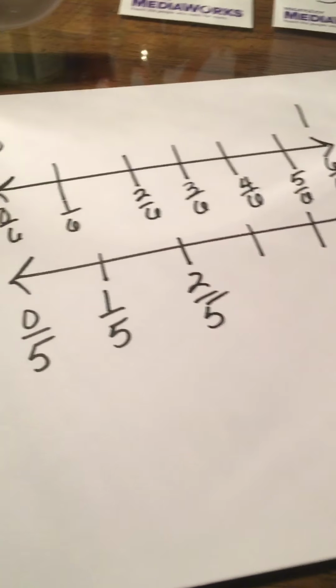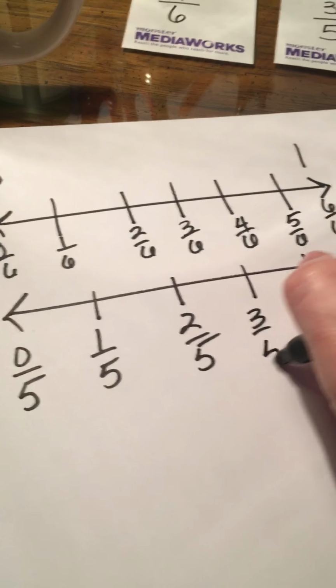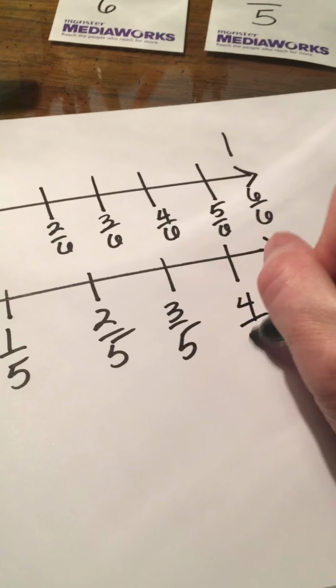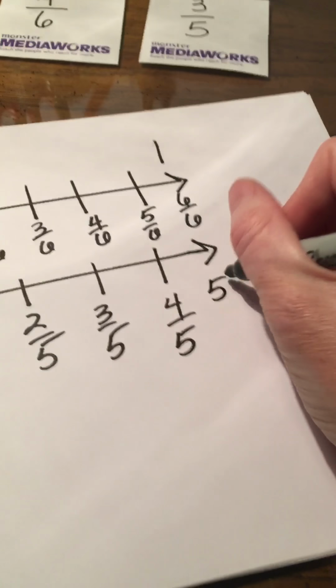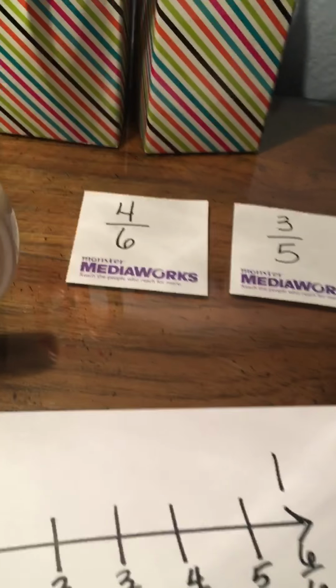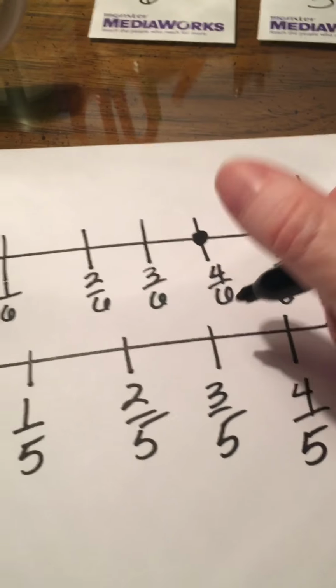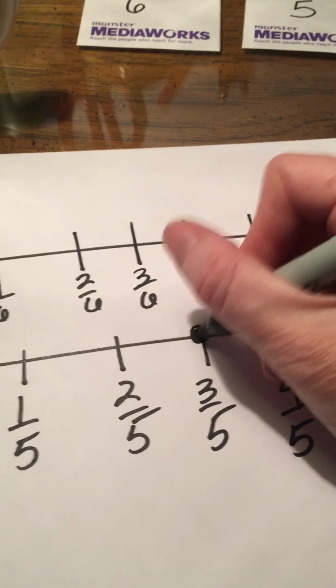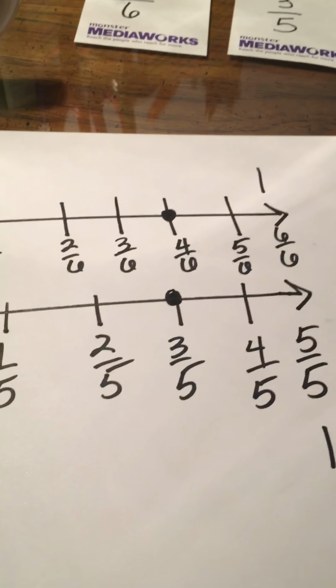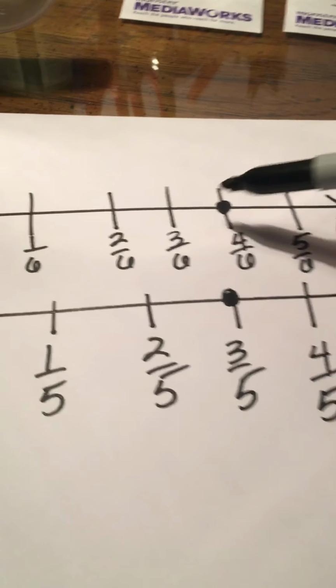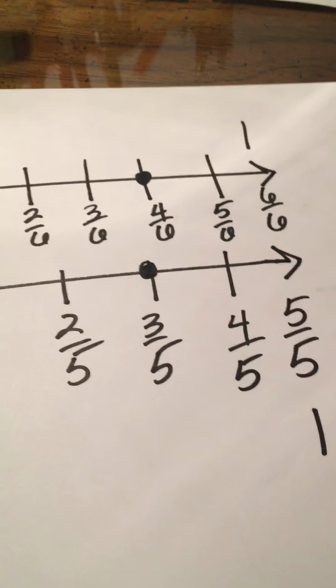1/5, 2/5, 3/5, 4/5, and 5/5, equivalent to 1, and this is equivalent to 0. Okay, so now all I'm going to do is mark 4/6 on my number line, and mark 3/5. Okay, so that's how we're comparing the fractions.